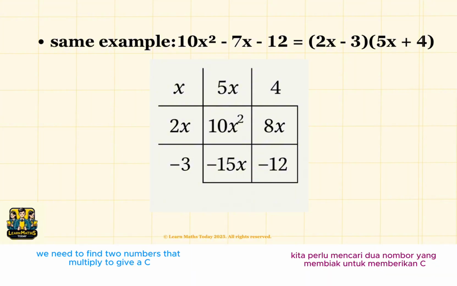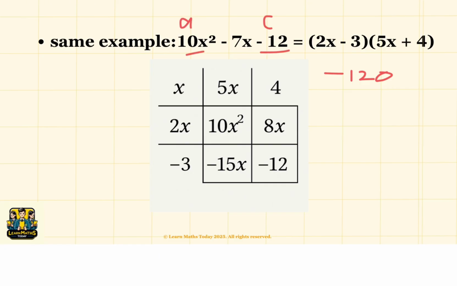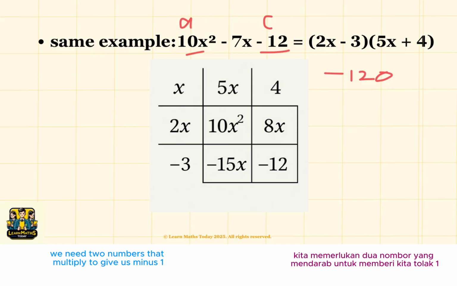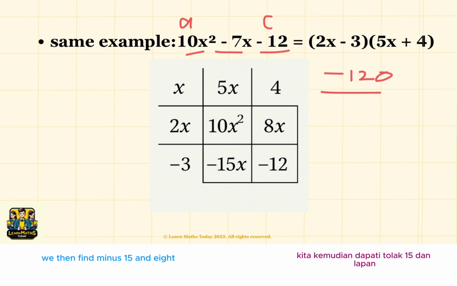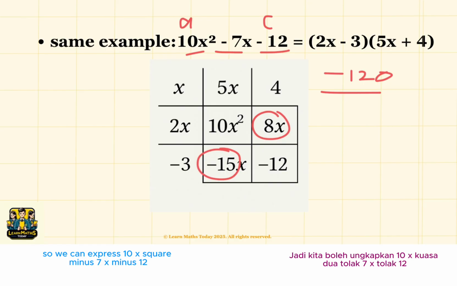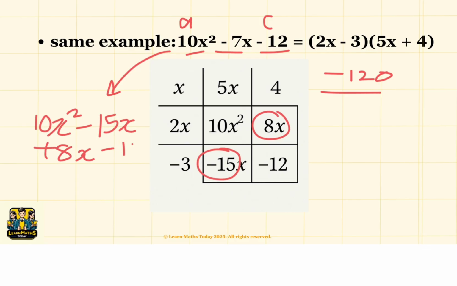As we learned before, we need to find two numbers that multiply to give AC and add to give B. So we multiply 10 and minus 12 to get minus 120, since 10 is A and minus 12 is C. Now we need two numbers that multiply to give us minus 120 and add to give us minus 7. We then find minus 15 and 8. So we can express 10x squared minus 7x minus 12 as 10x squared minus 15x plus 8x minus 12.